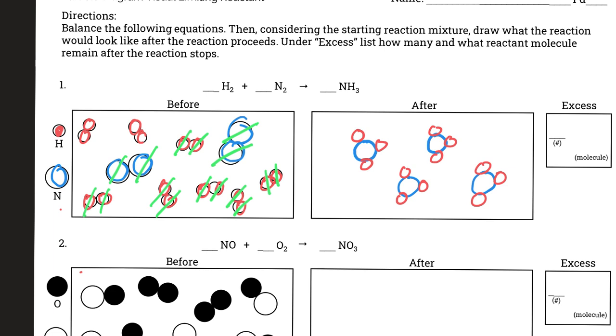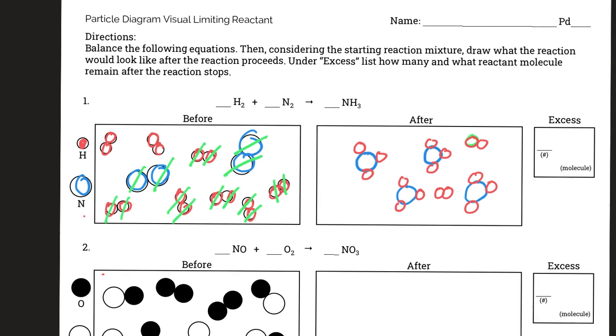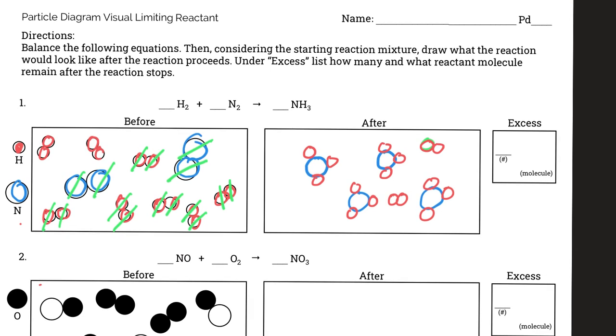Now, what do I have left over? 4 individual hydrogen atoms, but how many molecules do I have? 2 molecules of hydrogen. So I'm going to just, whoops, let me draw them in red. I'm just going to draw them here, and I'm done. How many excess molecules of hydrogen did I end up with? 2, H2.